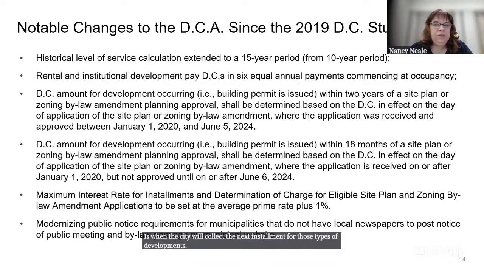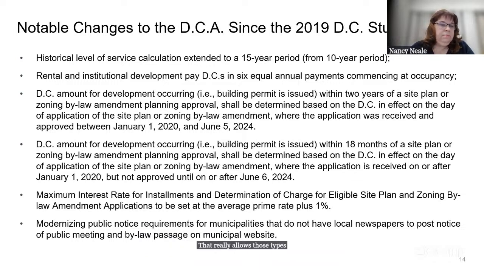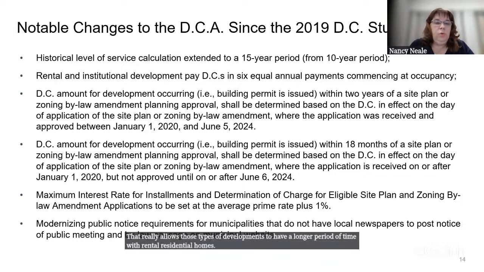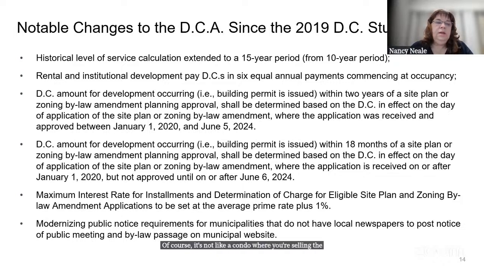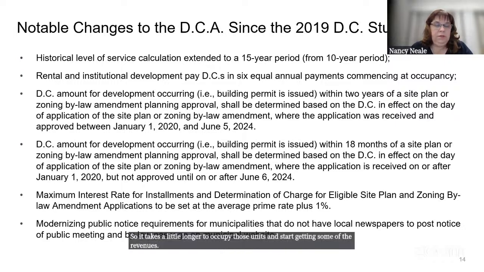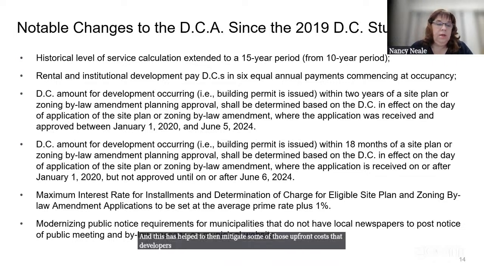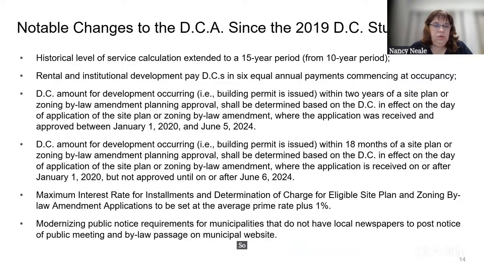That really allows those types of developments to have a longer period of time with rental residential homes. Of course, it's not like a condo where you're selling the units up front. So it takes a little longer to occupy those units and start getting some of the revenues. And this has helped to mitigate some of those upfront costs that developers in the rental housing market have. So that's what was introduced.